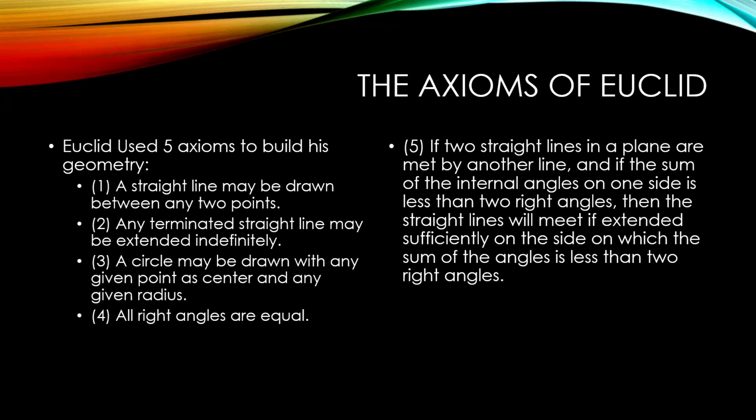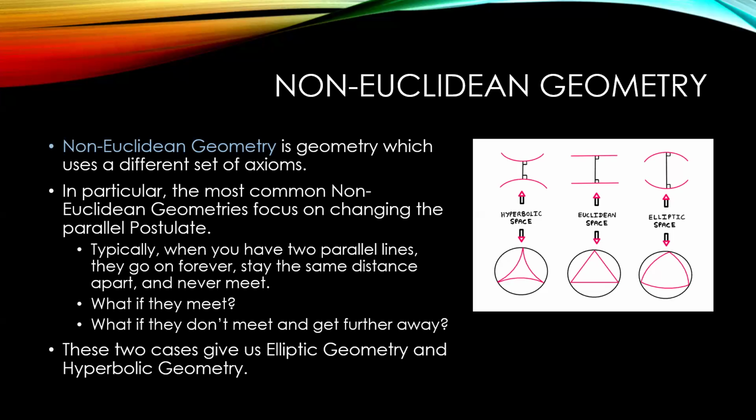If you don't remember, here are the axioms of Euclid, but we're going to start playing with a few different axioms. In particular, we're going to get rid of the fifth axiom. And so the fifth axiom is known as the parallel postulate. And when we get rid of that, we're able to do some other things.